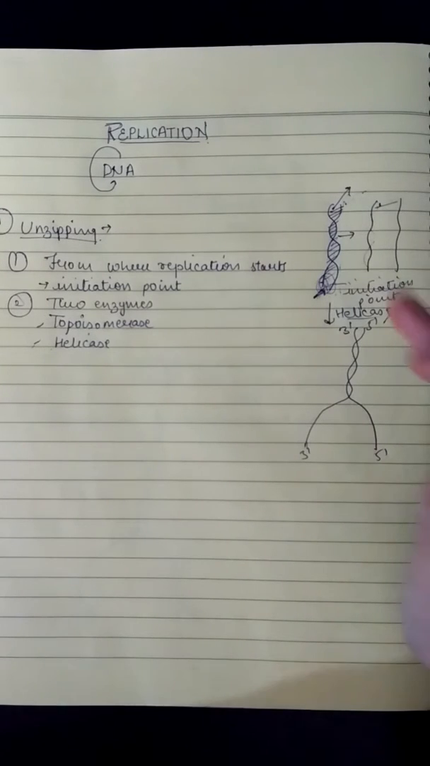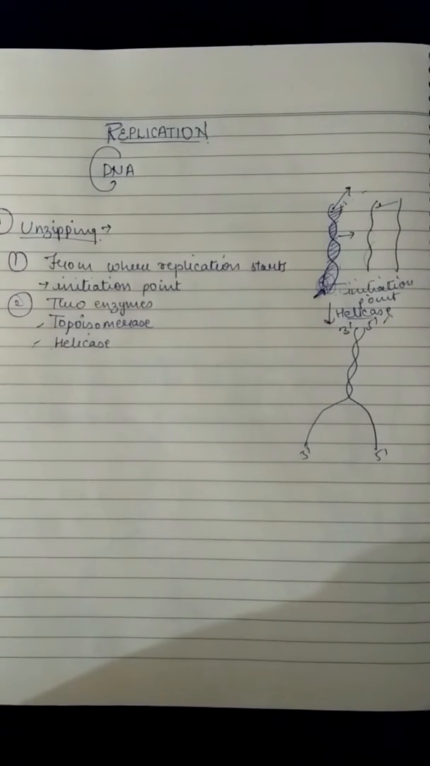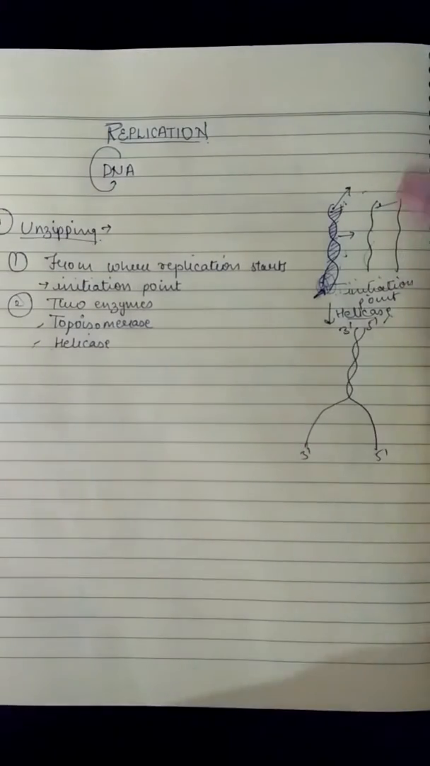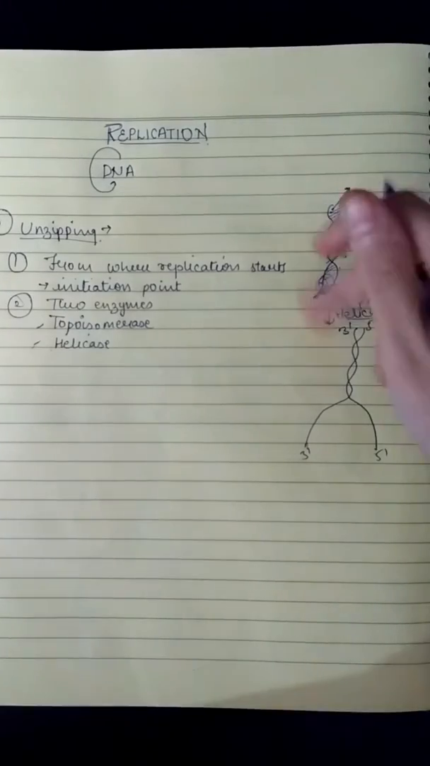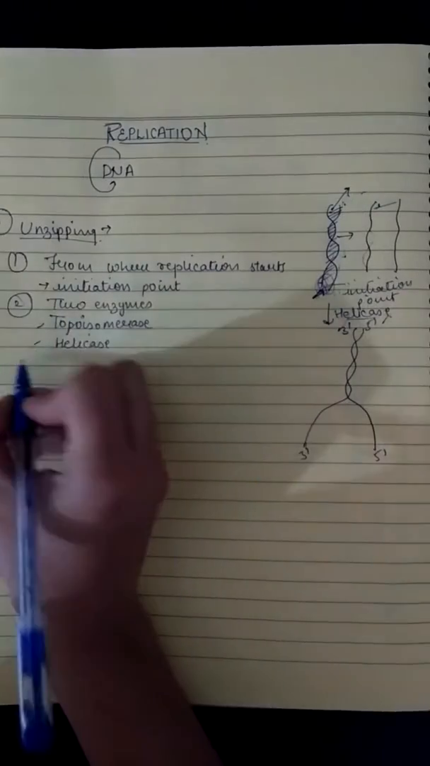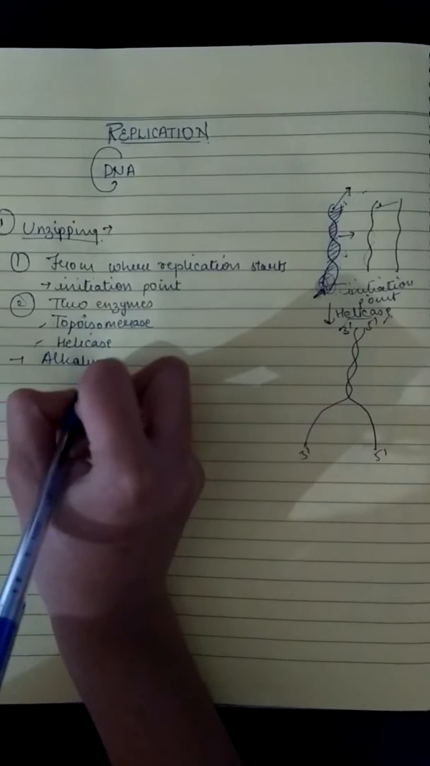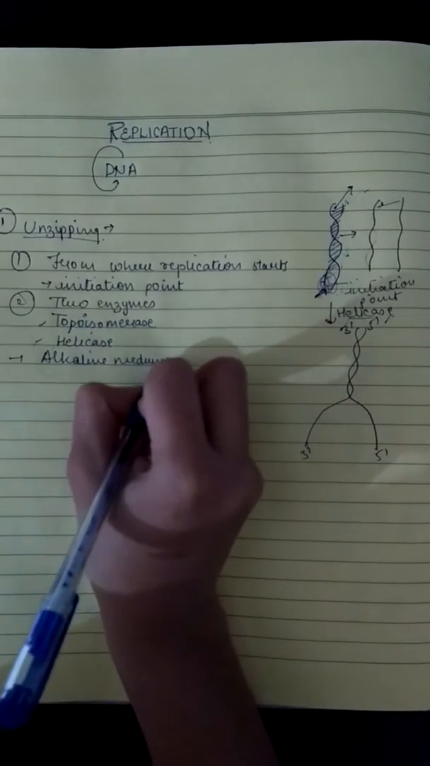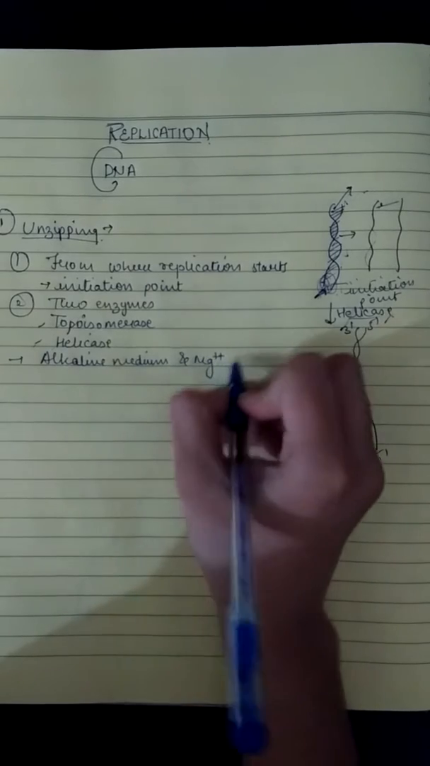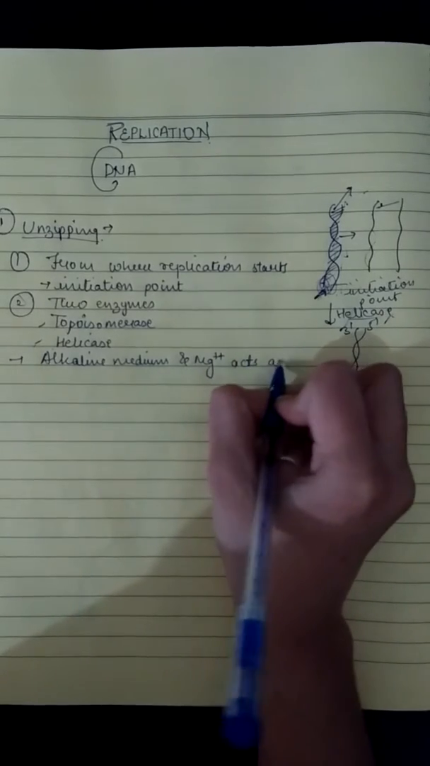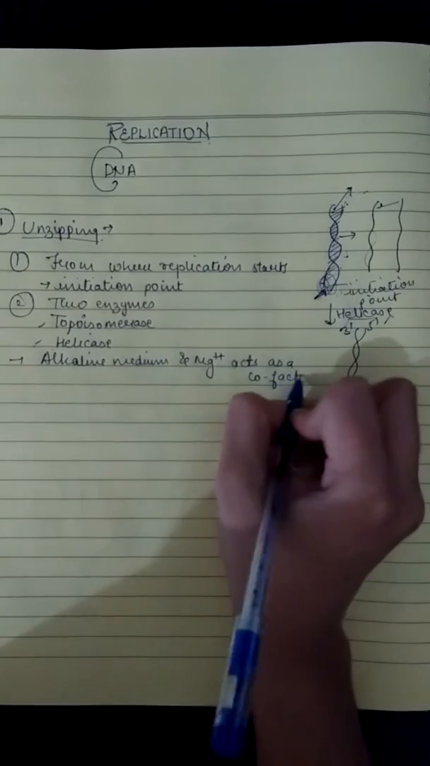In prokaryotes there is only one initiation point. But in eukaryotes, like in we human beings, there are many initiation points in the DNA chain. And this replication process starts in an alkaline medium, and Mg plus plus acts as a cofactor in this process.